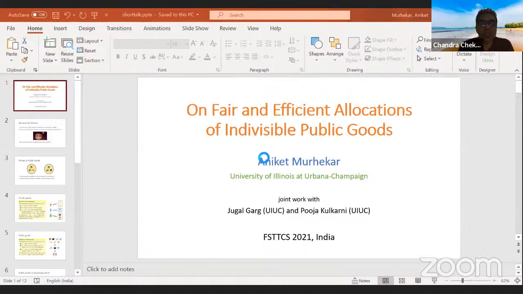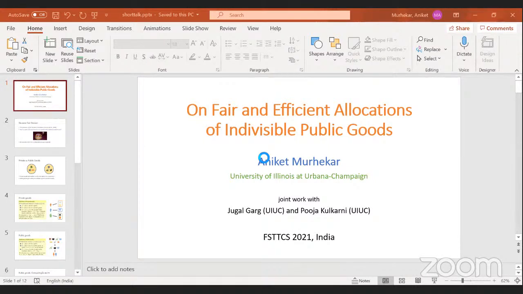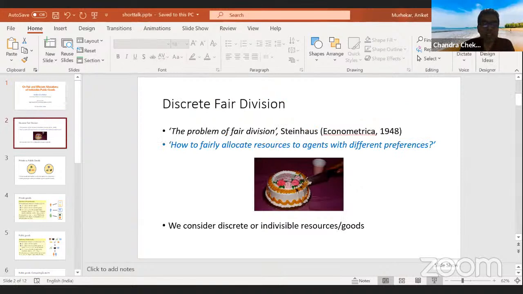We work on the problem of discrete fair division, which dates back to the work of Steinhaus in 1948. So he introduced the Aniket, so we are not able to see the next slide. Can you make it full screen? Is this visible now? It is, but yeah, okay, better, yeah. I don't know what's happening. We are seeing the outline, and okay, keep going. Okay, sorry about that.